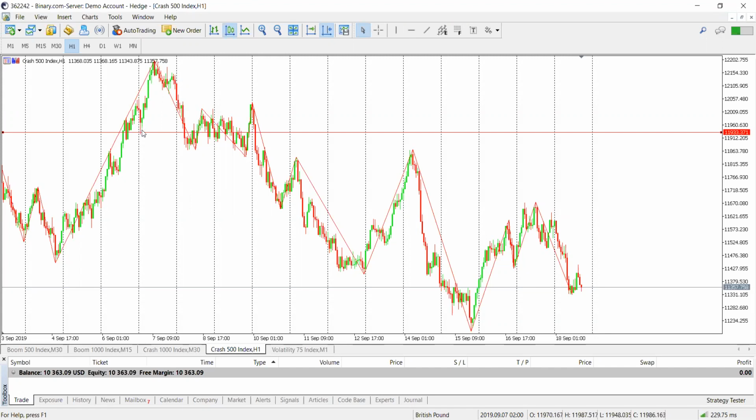This low is higher than this one, so this is an uptrend. But now we are finding that the low was here, and now the low is getting lower. So this is a lower low. And the lows, it's a lower low, lower low.